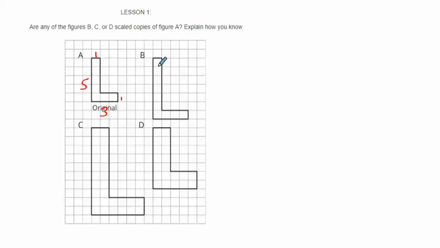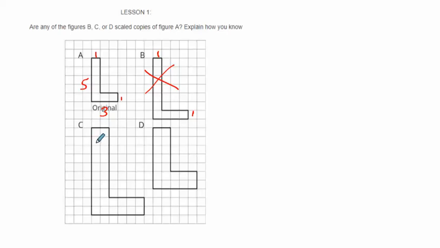Well, first of all, hopefully you can see right away, this hasn't changed. This has not changed. So this is only a scaled copy if they are the same, but I can already tell that this is more than 5. So since this is 1, but this has not changed, that one will not be a scaled copy. All right, let's look at the next one.